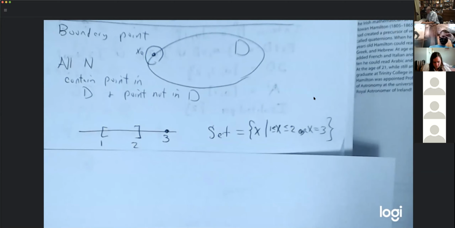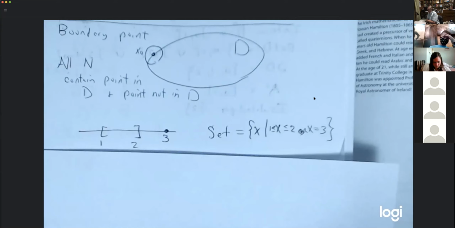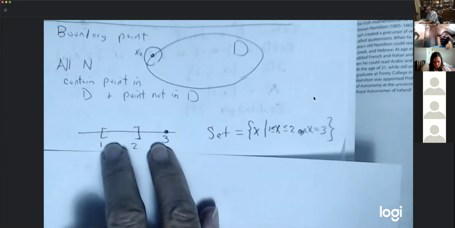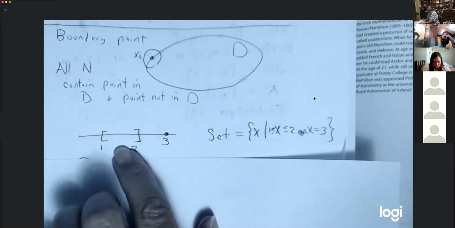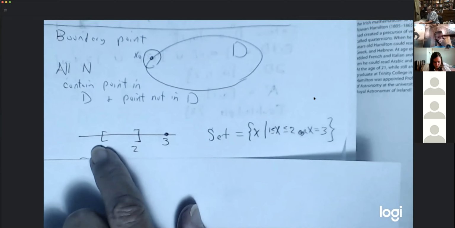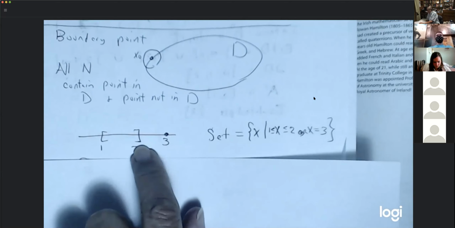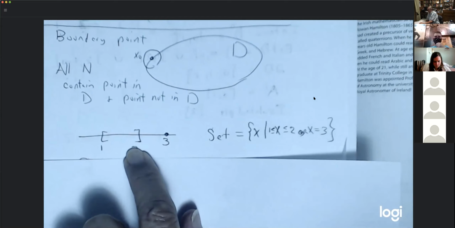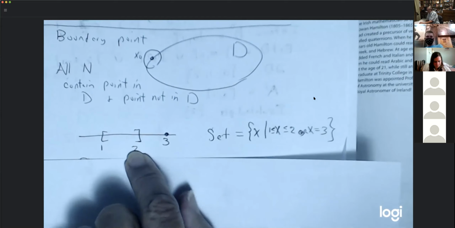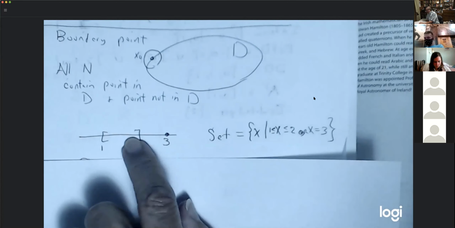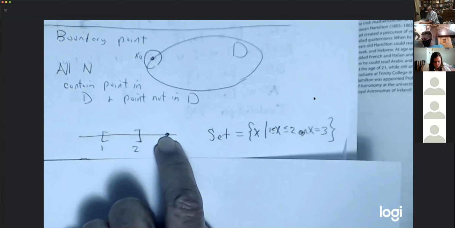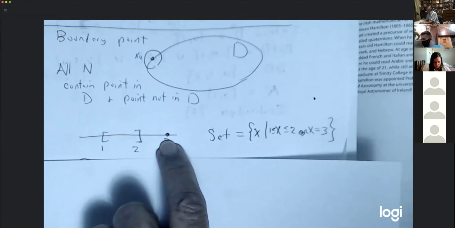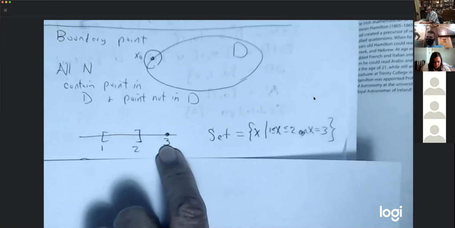Now, we also have something called an isolated point. So if my set D happened to be, now, this indicates all the numbers between 1 and 2, including, when you write brackets like this, it means you include 1 and 2. It's called the closed interval. But if my set D were all those points and 3, or to put it more mathematically, if it's all those points or 3, then this point is called an isolated point.